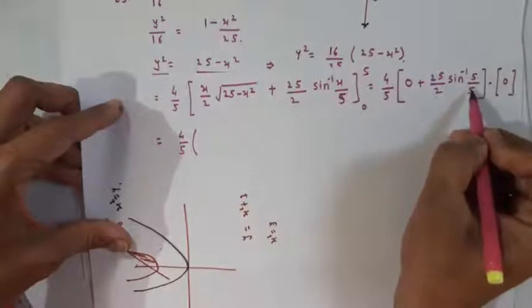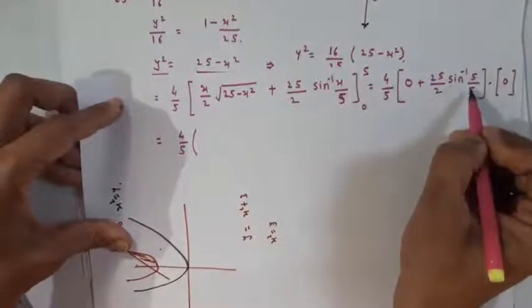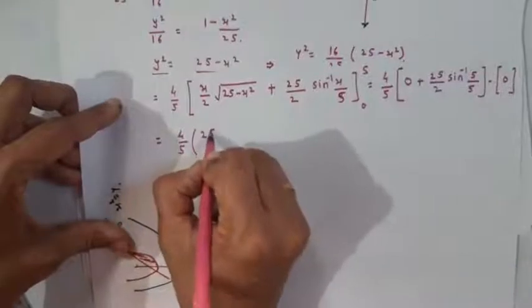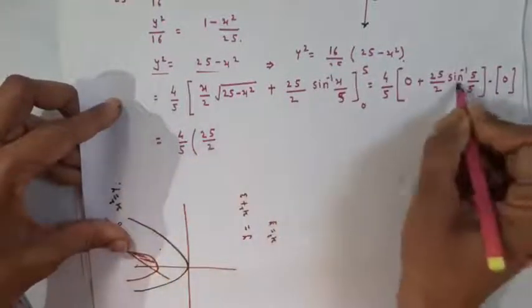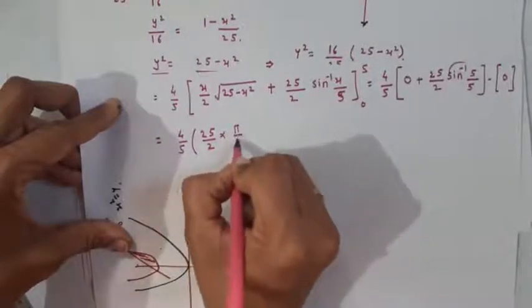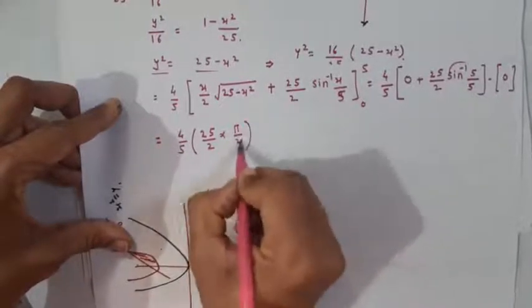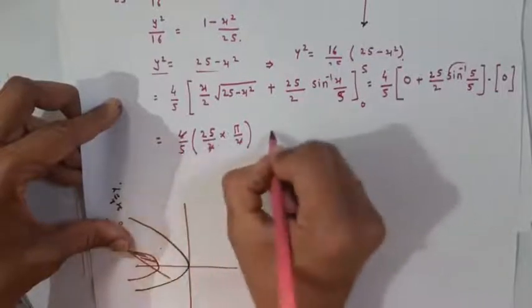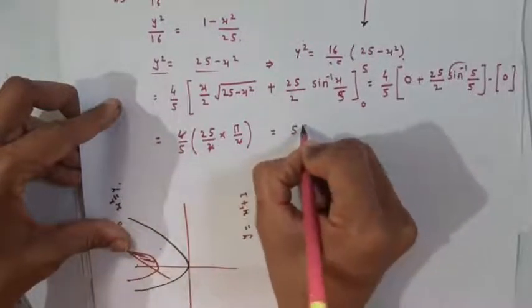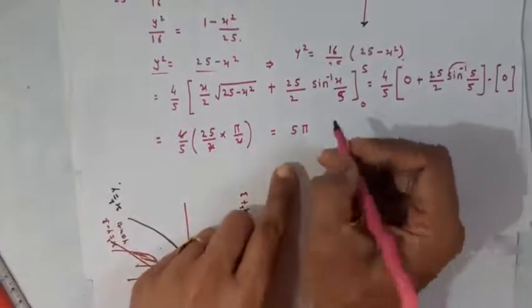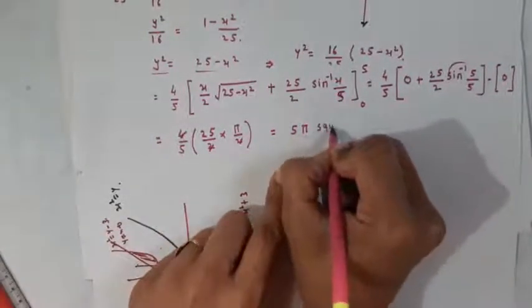Sine inverse of 5 upon 5 means sine inverse of 1. Sine inverse of 1 is pi by 2. This is 25 upon 2, times sine inverse of 1, which is pi by 2. Okay. The 2 into 2, 4 get cancelled, 5 that 25. And hence area is 5 pi. Okay, 5 pi square units.